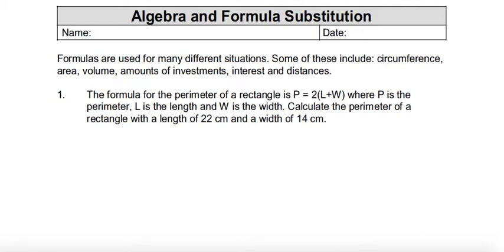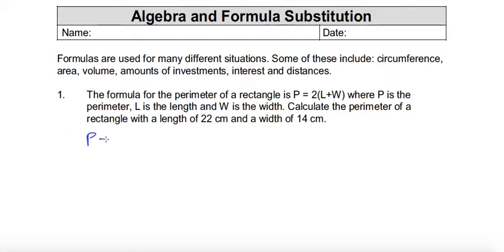So number 1 says the formula for the perimeter of a rectangle is P equals 2 times (L plus W), where P is the perimeter, L is the length, and W is the width. We're going to calculate the perimeter of the rectangle with a length of 22 centimeters and a width of 14 centimeters. You could draw the diagram of the rectangle if you want to, although that's not necessary in this question.